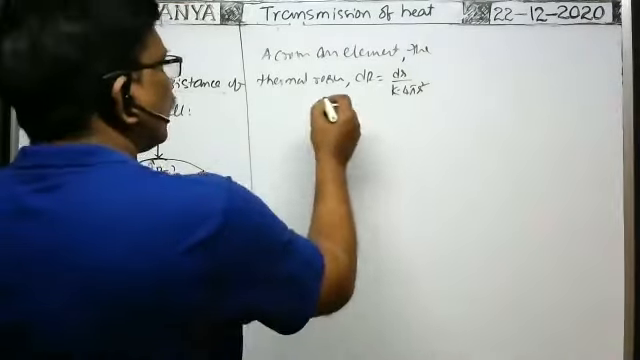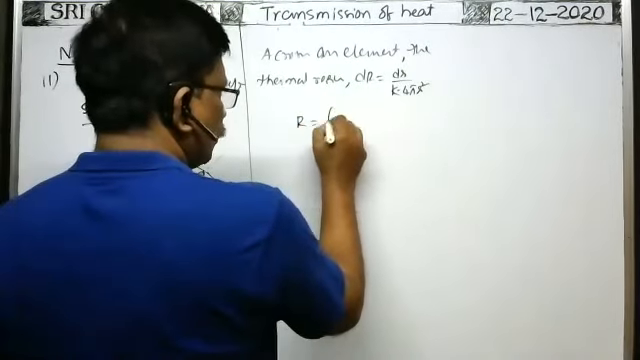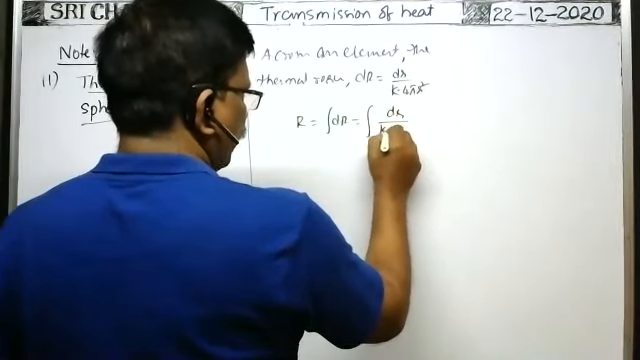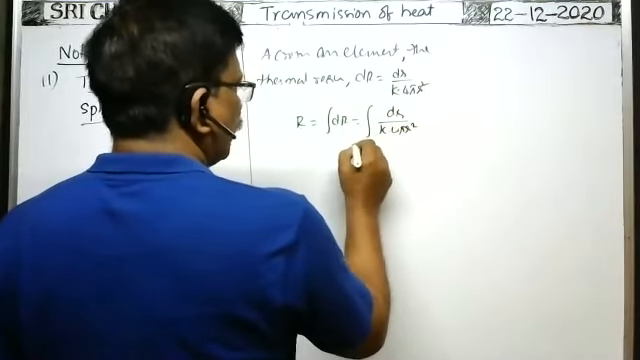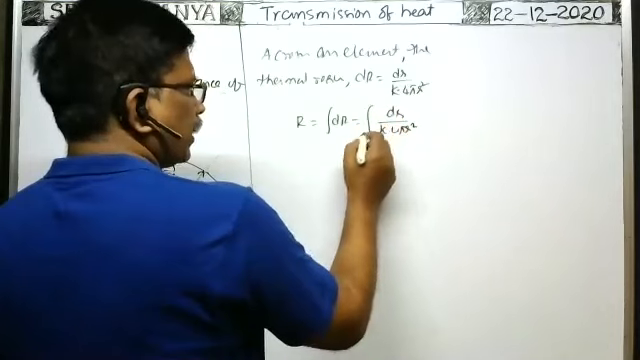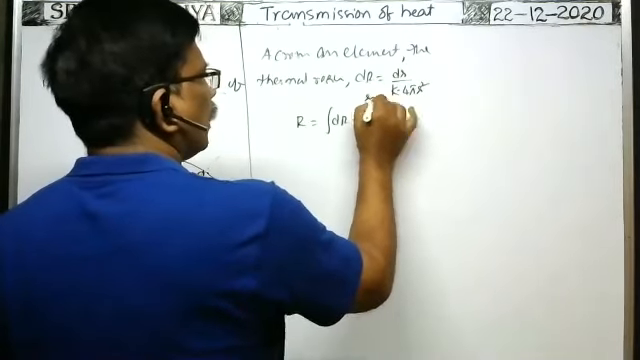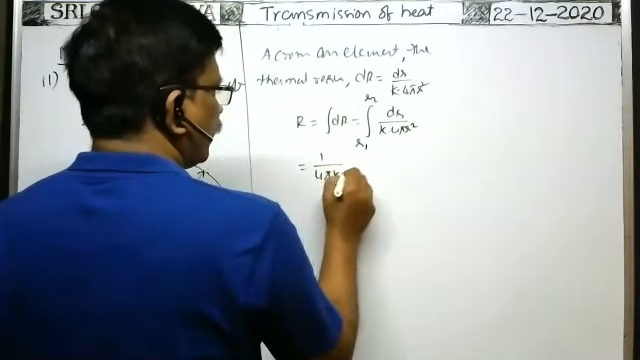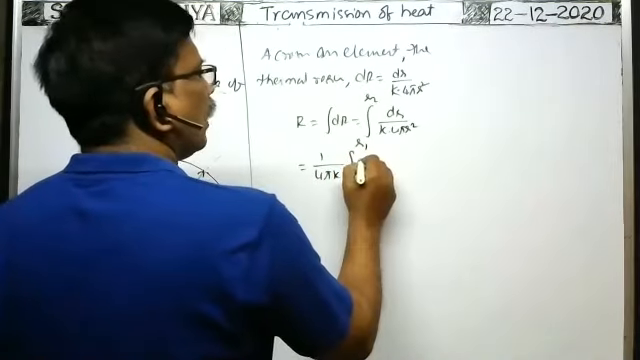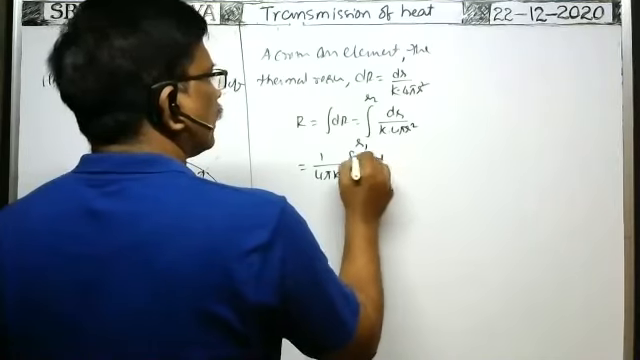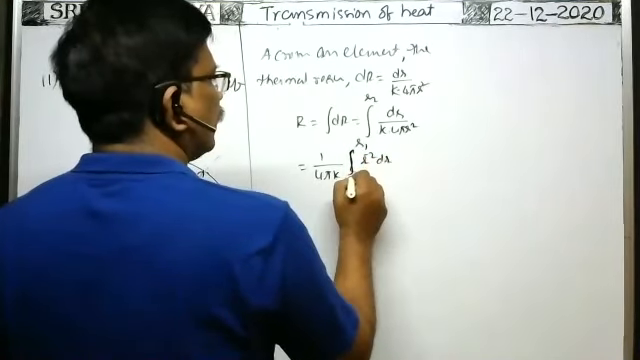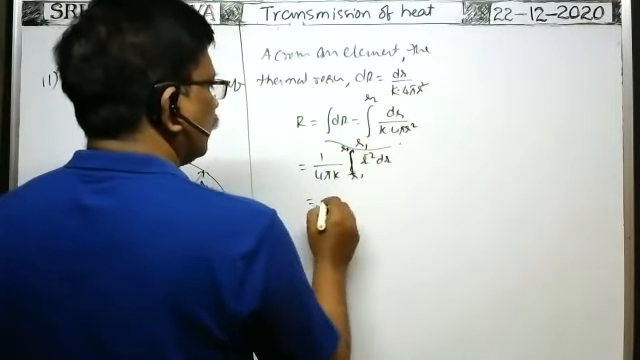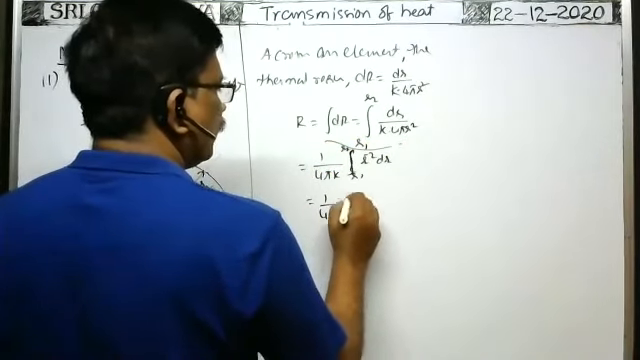Therefore, the total thermal resistance is equal to the integral of dr by k into 4 pi r square. As we are integrating with respect to r, the limits are r1 to r2. That is equal to 1 by 4 pi k, as k is constant, times the integral of r to the power of minus 2 dr, with limits r1 to r2.